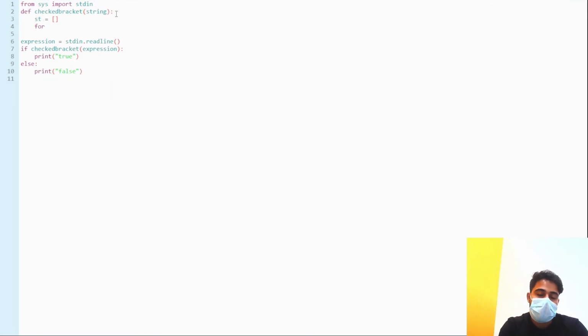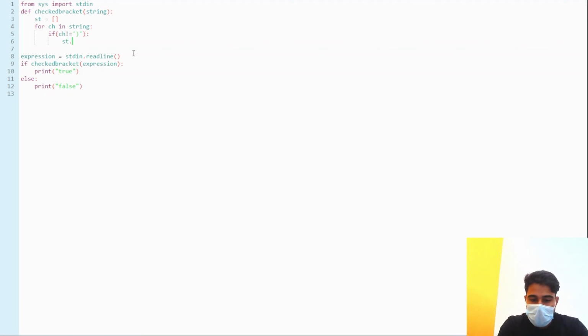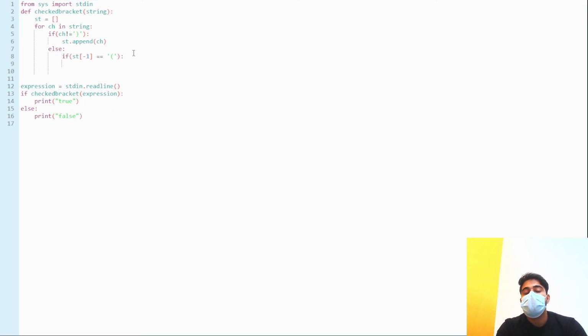Now the second thing is iterating over the given expression, for ch in string, and if ch is not equal to the closing bracket, what I will do, stack dot append ch. Okay. Otherwise what I will do, I will compare the stack top, that is stack[-1], if it is the opening bracket. Okay, I just forgot the colon. In that case I'll return true, means there is a duplicate bracket.